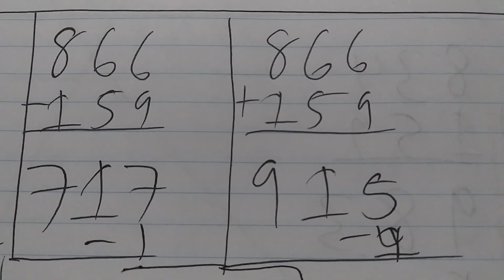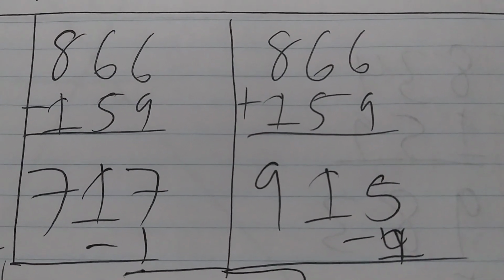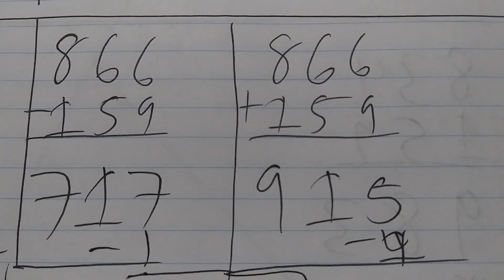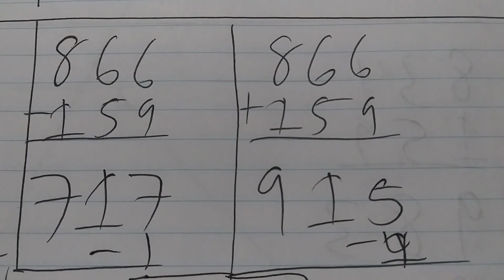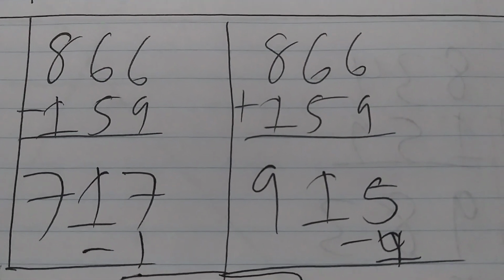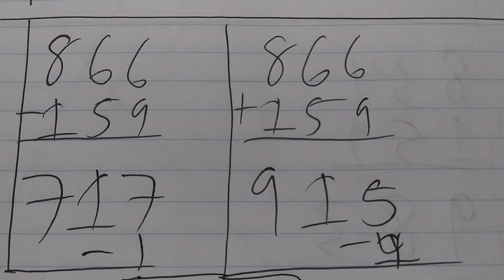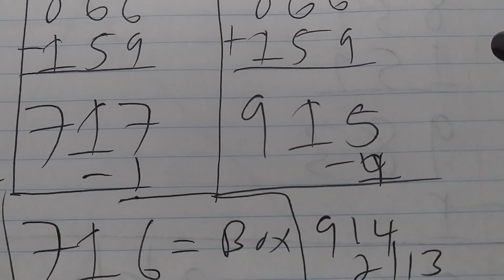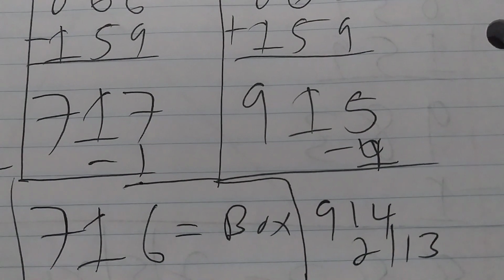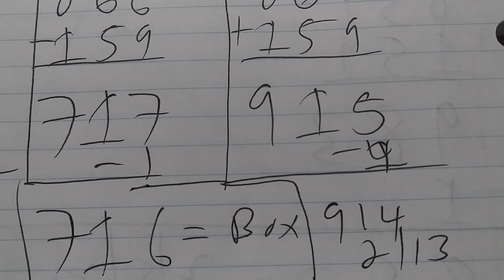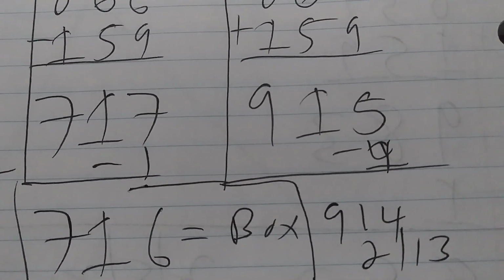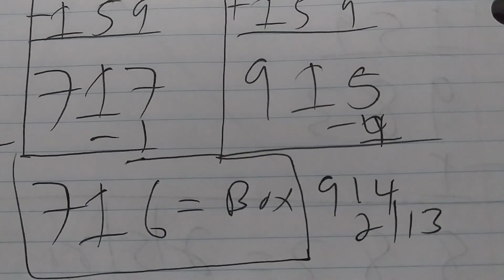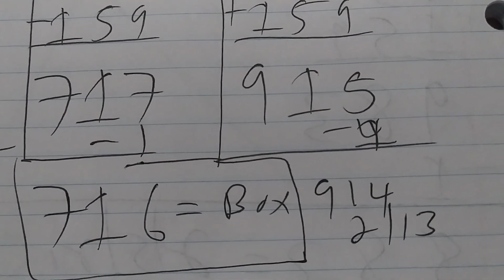And then 866, you're going to add 159. So you have 8 plus 1, which is 9. 6 plus 5, which is 11. 6 plus 9, which is 15. Going to bring down 9, 1. 5 minus 1 is 4. And then 914 did hit on February 13.